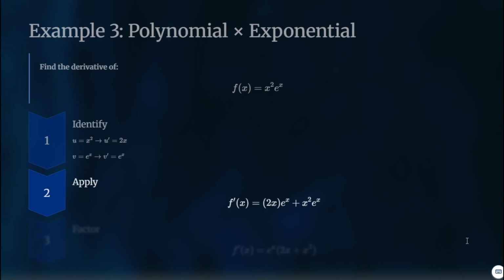So applying the formula, f prime of x will be equal to the derivative of the first term, which is 2x, times e to the power x, plus our first term x squared, times the derivative of e to the power x, which is e to the power x. Therefore, if we factor e to the power x, f prime of x will be equal to e to the power x times 2x plus x squared.